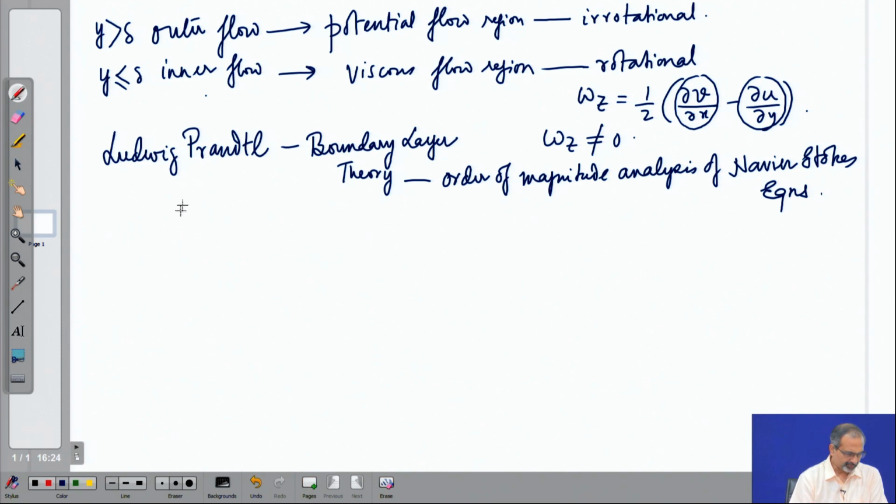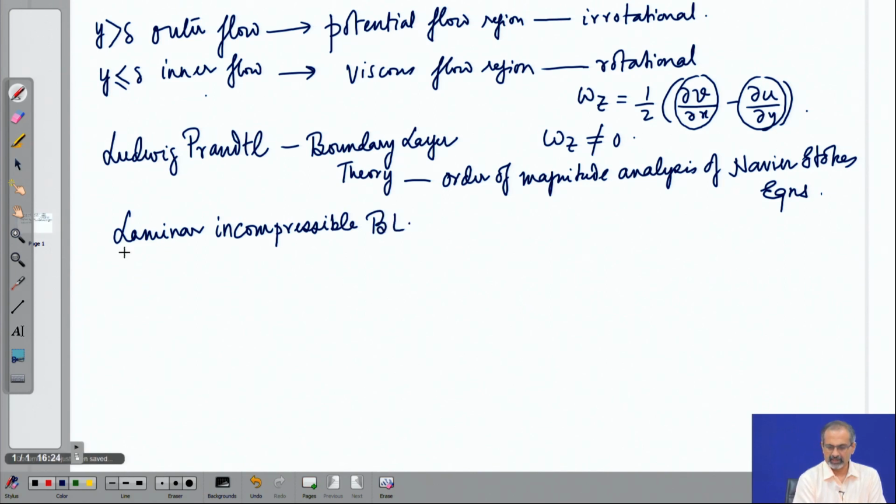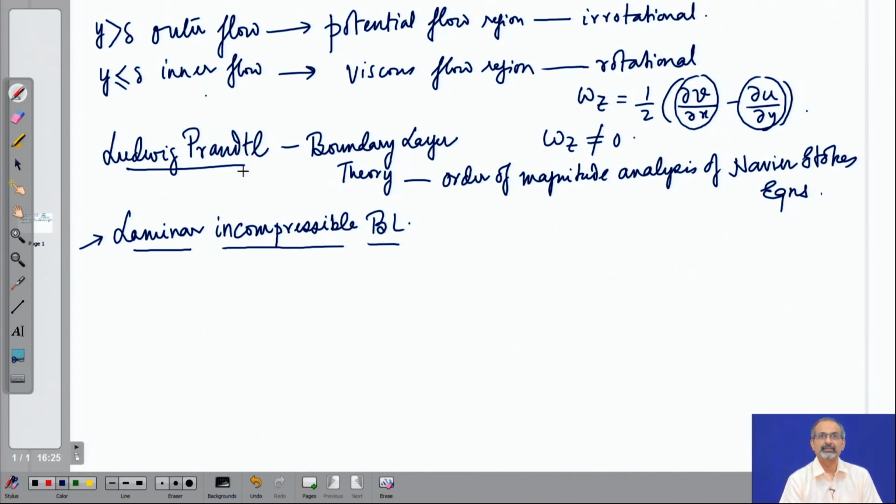Here we are discussing laminar incompressible boundary layer. In general, boundary layers could exist in a turbulent incompressible regime. They could also exist in a compressible regime, where it can again be either laminar or turbulent. But the simplest case is that of laminar incompressible boundary layer, and Ludwig Prandtl basically dealt with Navier-Stokes equations in that sense and simplified it to give rise to the boundary layer theory accompanied with the boundary layer equations.